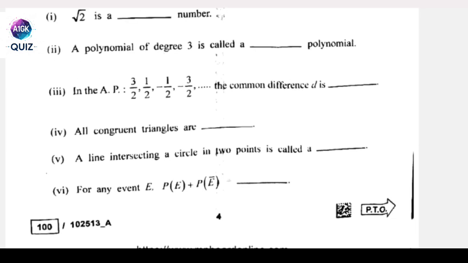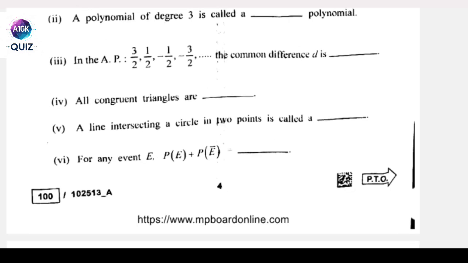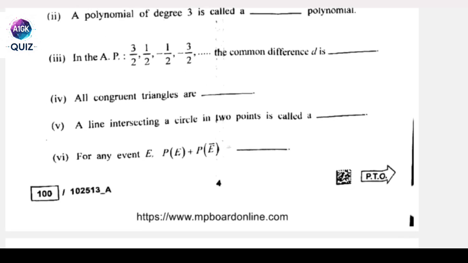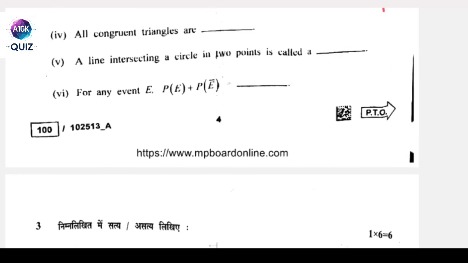Root 2 is an irrational number. A polynomial of degree 3 is called a cubic polynomial. In the AP 3 by 2, 1 by 2, minus 1 by 2, minus 3 by 2, the common difference is... when we subtract 3 by 2 from 1 by 2, we get minus 2 by 2, that is minus 1. So the correct answer is minus 1.